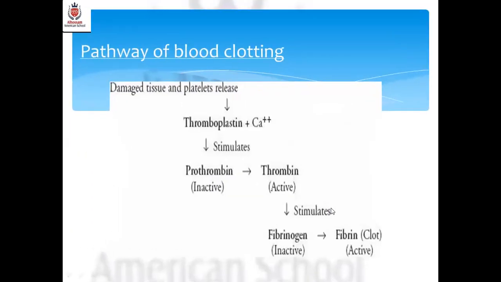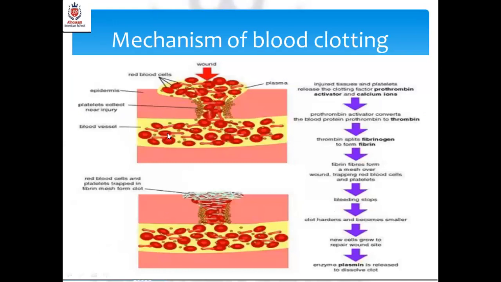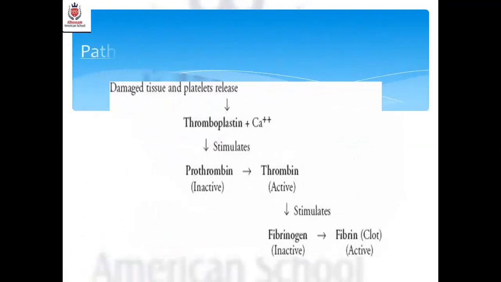I need you to look at this picture. Excellent. In this picture, you will see that platelets are accumulating here to release what? To release thromboplastin. Thromboplastin activates prothrombin to form thrombin. And then the thrombin activates fibrinogen to form fibrin. And then fibrin forms fibers to stop bleeding, like this picture. And this is the mechanism of blood clotting that you have to memorize very well, and it's very important. Again, this is the pathway of blood clotting.